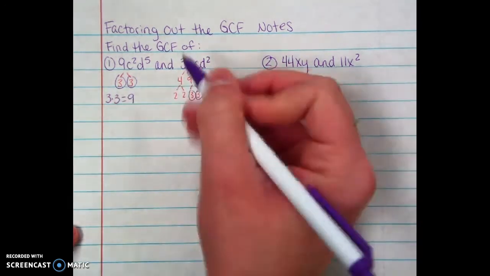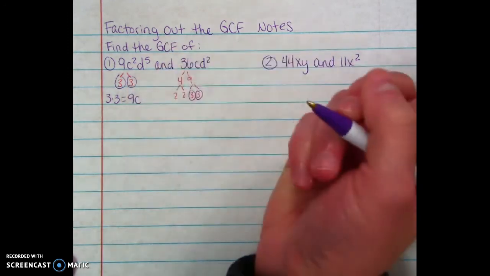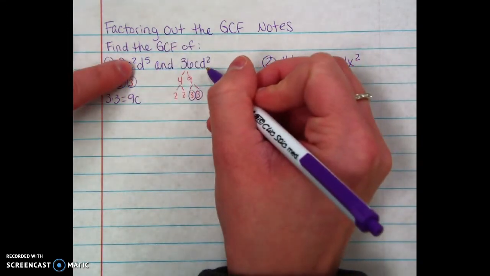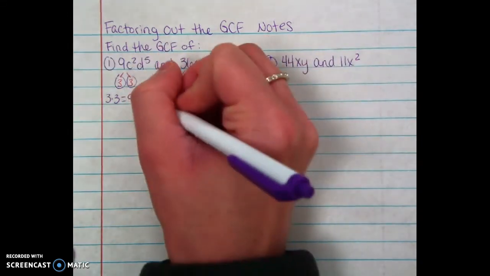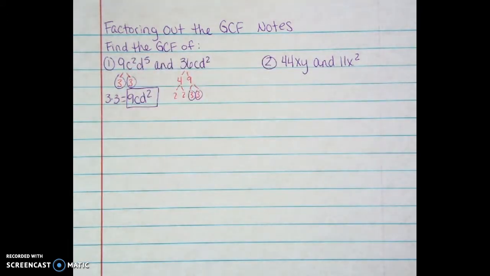And then looking at the variables, they both have c's. The lowest one is the c, so there's that one. And for the d's, they both have them, and the smallest one is d squared. So there's the GCF for that one.